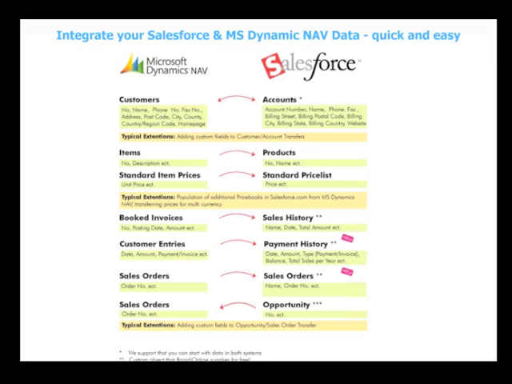Last things we have on this business solution is the sales orders, and there we have several methods. Two of them are listed here. Sales orders can be transferred from NAV over to Salesforce, but we also have a model where you could have your opportunities from Salesforce transferred as sales orders in NAV.